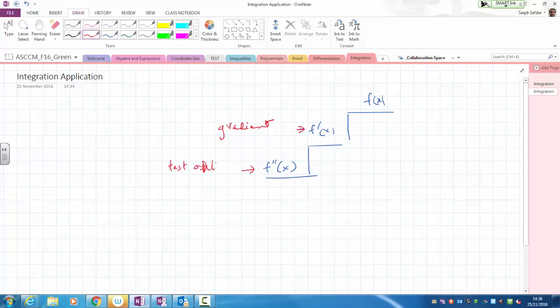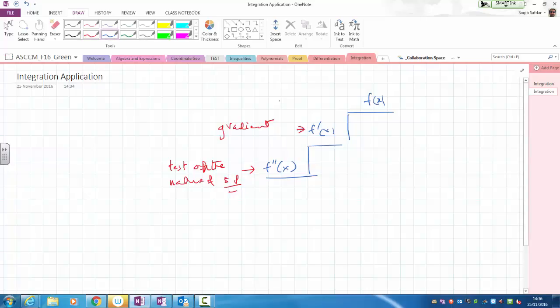Alright, so we know that if you take a function and differentiate it, we get f prime x. If you differentiate again, we get f double prime x. When you differentiate it, this gives you the what? This gives you the gradient. Whereas f double prime x, what use does that have? Right, so this gives you a test on the nature of the stationary point. Yeah?